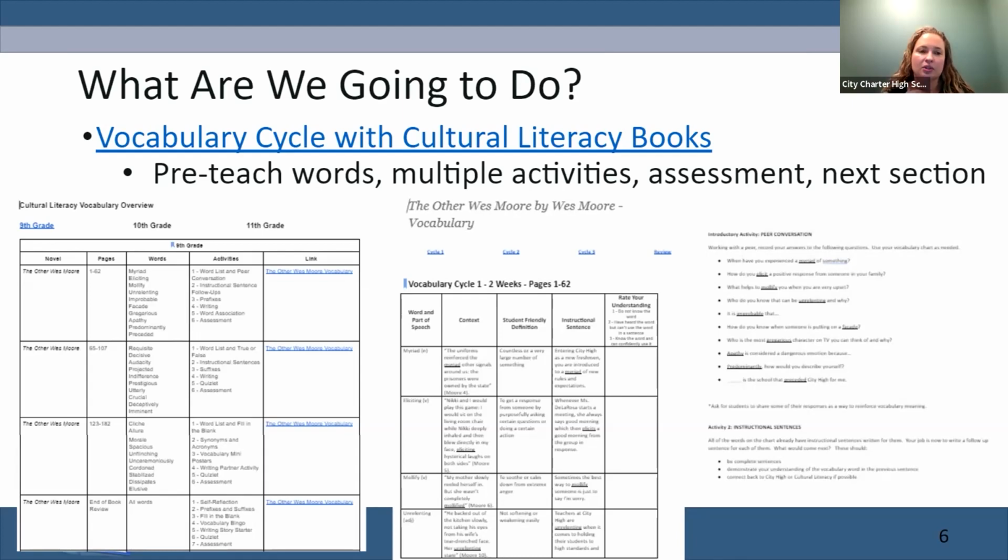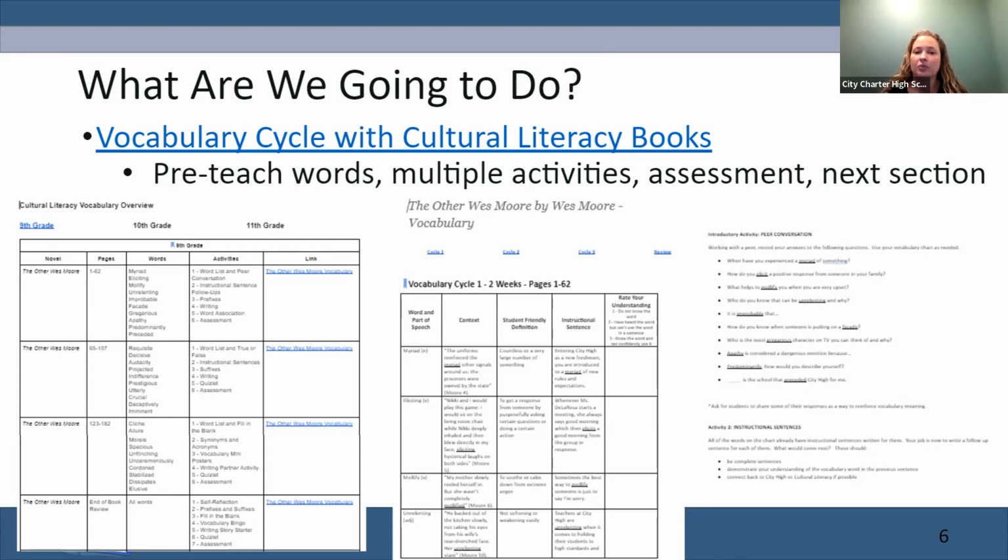So on this screen, it sort of shows our vocabulary overview. There's a document for 9th, 10th, and 11th grade that has the novel, the pages, the words, the activities that we do for each cycle, and then the links are all there. The second picture on this shows an example of a vocabulary cycle for weeks 1 and 2 of The Other Wes Moore, which was a book that we were doing actually pre-pandemic in Cultural Literacy 9.